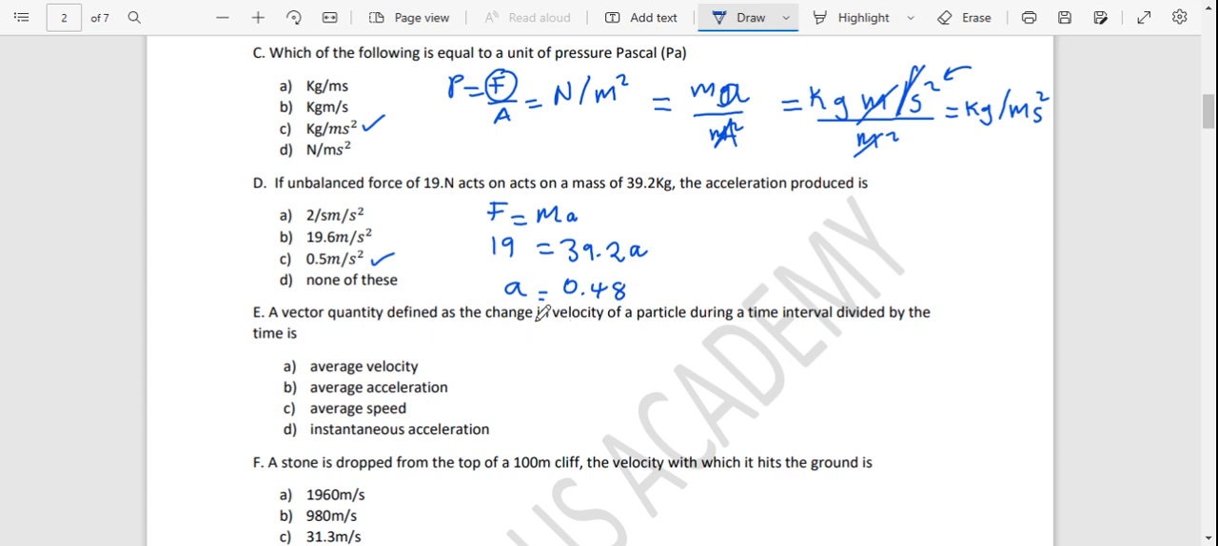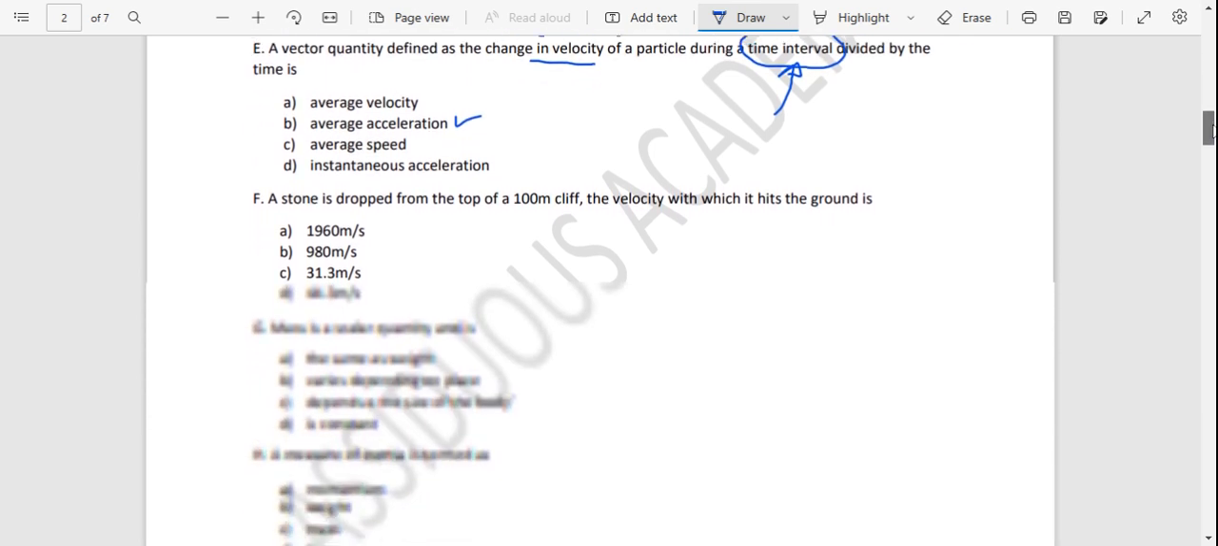Now we're talking of the change in velocity divided by the time. We know that change in velocity over time is acceleration. Here we're talking about time interval. Whenever you're referring to a time interval, you are going to find average acceleration. But if it is at a certain point, that will be called instantaneous acceleration. Because it's an interval, that will be average acceleration.